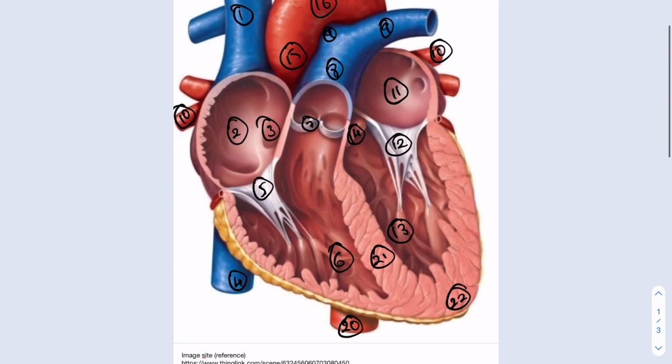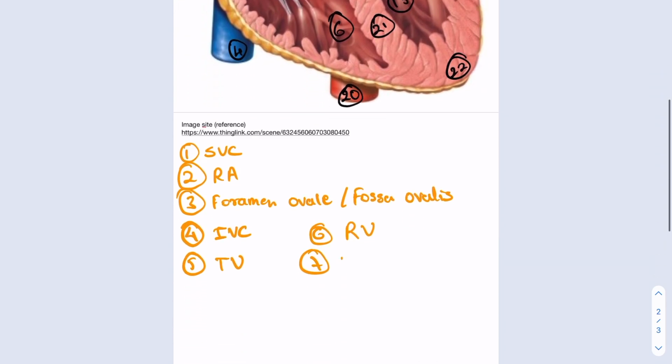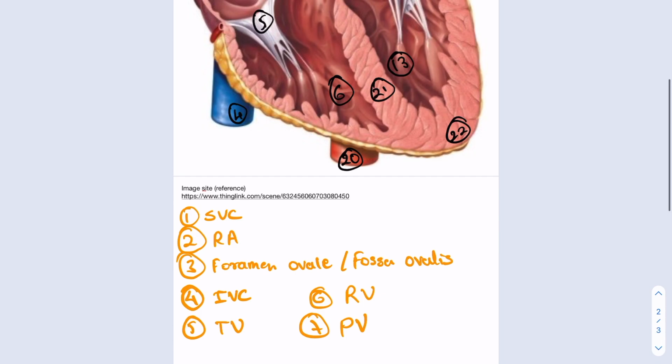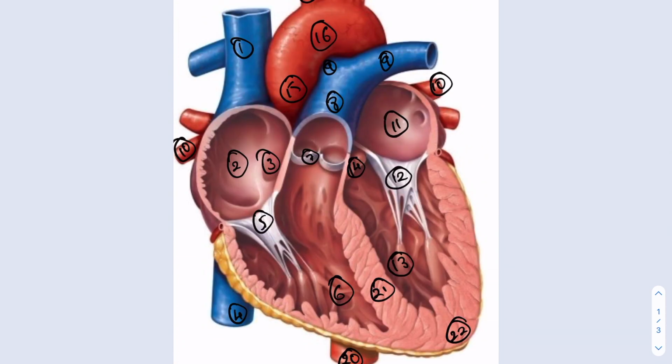Number seven on our list is another valve, and it is one of the semilunar valves, called pulmonary valve since it's opening into the pulmonary trunk, which is number 8. This is pulmonary valve, and it is open during systole. Number 8 is pulmonary trunk, and it basically receives blood from the right ventricle through the pulmonary valve. Pulmonary trunk splits into right and left pulmonary arteries later on.